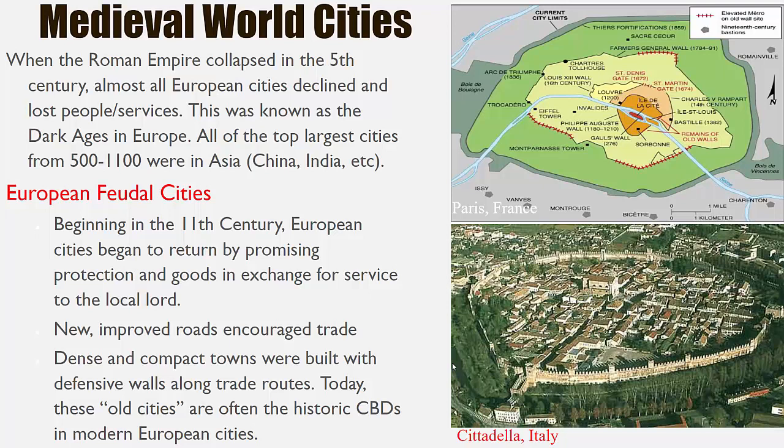Now, the towns and cities that popped up then were very dense and they were very compact. We're talking like tens of thousands of people. They were usually built with defensive walls around them, and they usually existed along those historic trade routes.